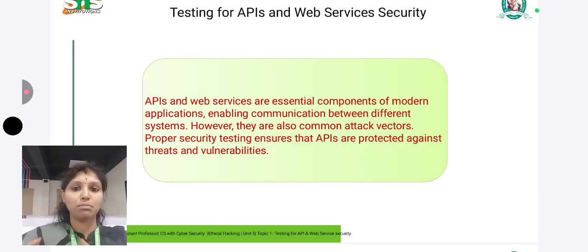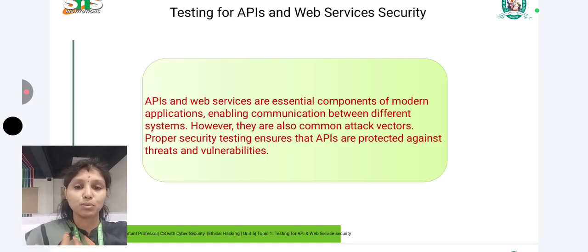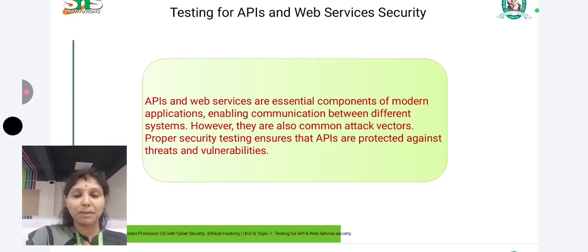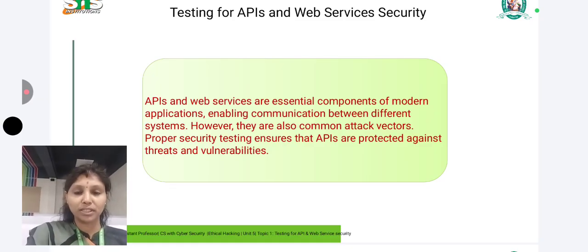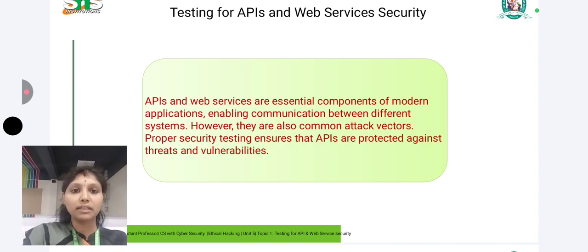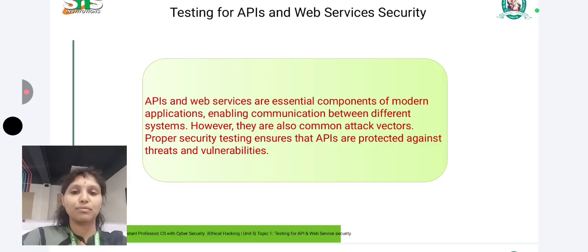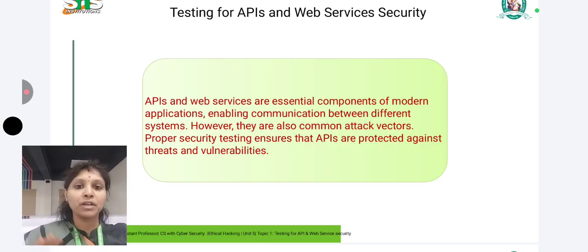Simply, web security means the protection of web services as well as web application development and then online services. It's none other than web security. So the API plays a vital role in it. It's an important component among the development of web applications, which enables the communications between the different systems. However, they are also the common attack vectors. We have to overcome the attacks, cyber threats as well as vulnerabilities. Proper security testing ensures that the APIs are protected against the cyber threats as well as the vulnerabilities.